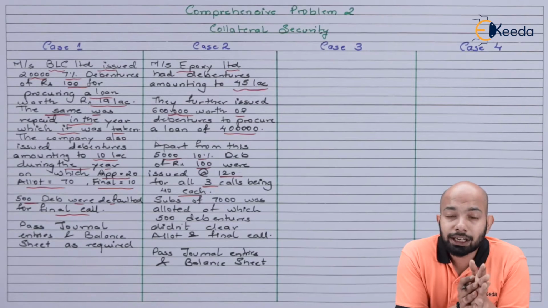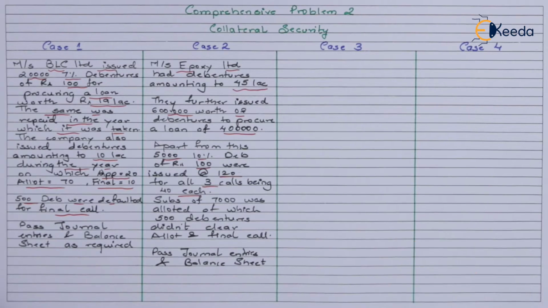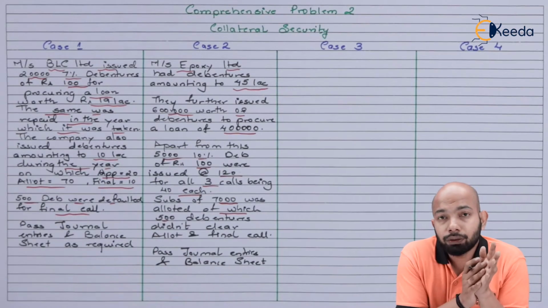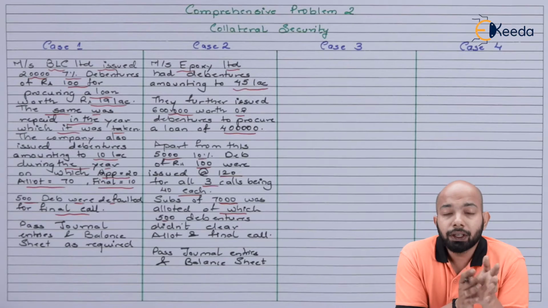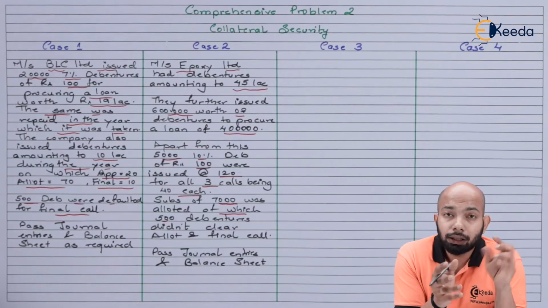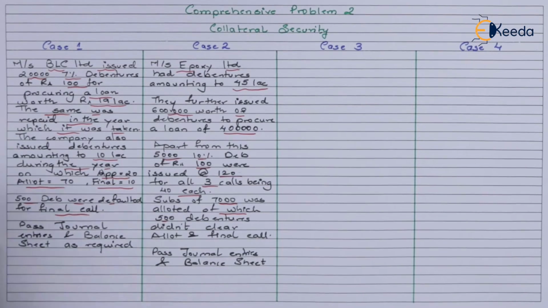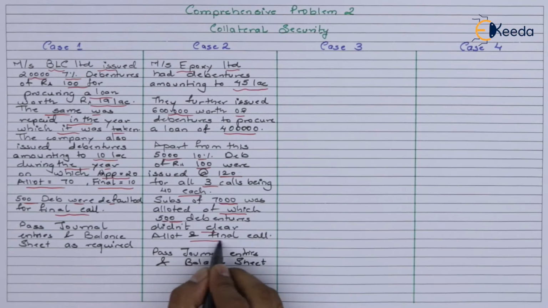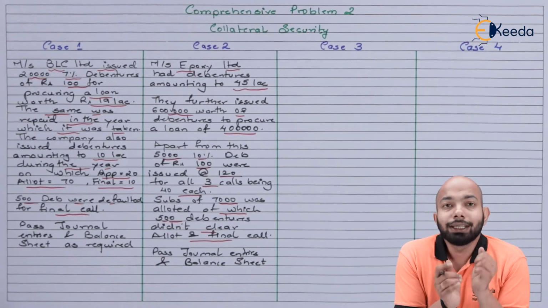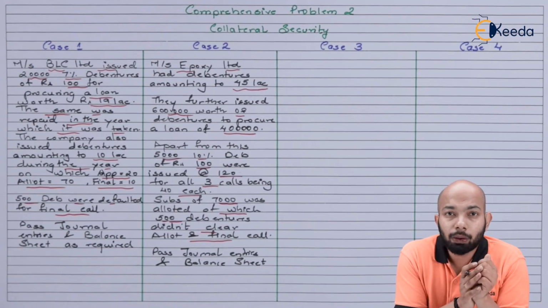Subscription was received for 7,000 debentures, which was completely allotted. That means pro rata was done here. Now, out of that complete allotment which was done, they have also mentioned that 500 debentures didn't clear the allotment and the final call money, which has been clearly mentioned in this question. We have to pass the journal entries and balance sheet for the same. So this is case 2, pretty simple a little bit. Let's move on to case 3 now.